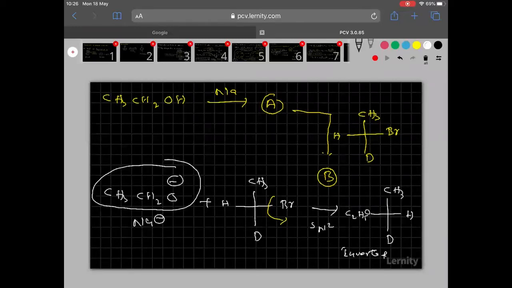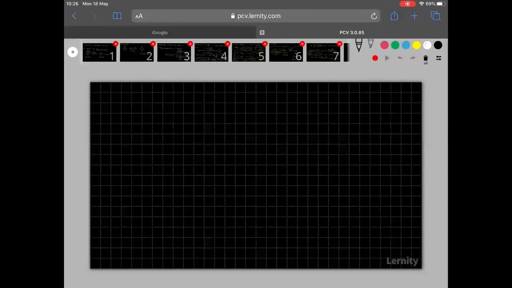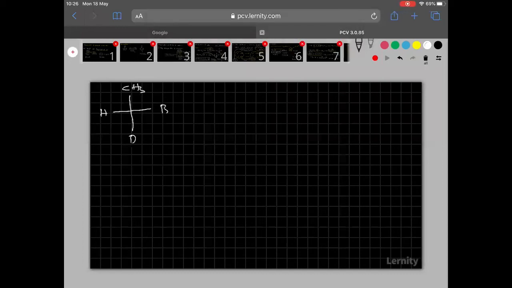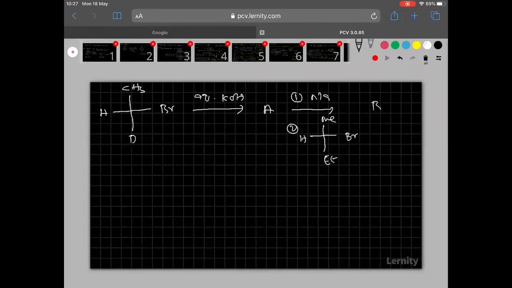Completed. Let us solve one more question. Now, see clearly, one more question here. Try to understand. So now here, let me take CH3, D, then here H and Br. So this, when treated with aqueous KOH, a product A is formed. A is reacting with two reagents. One is sodium. Now, second one, see clearly, here methyl, here ethyl, here bromine, and here hydrogen. Then a product B is formed here. Identify A and B. Try this question, everyone.